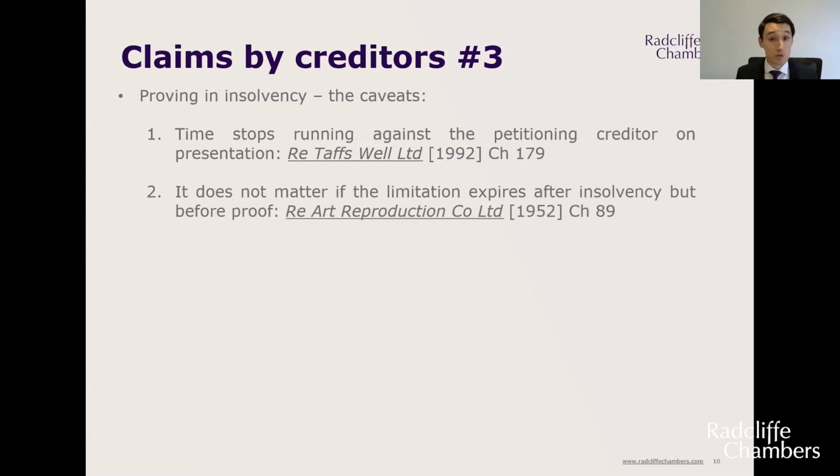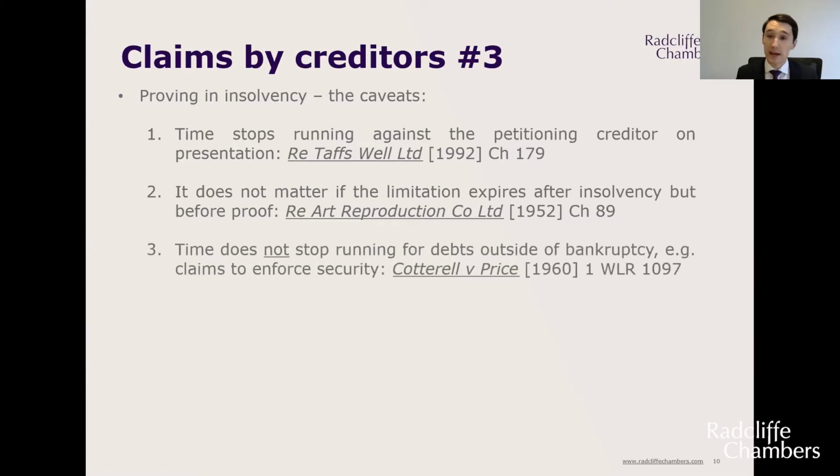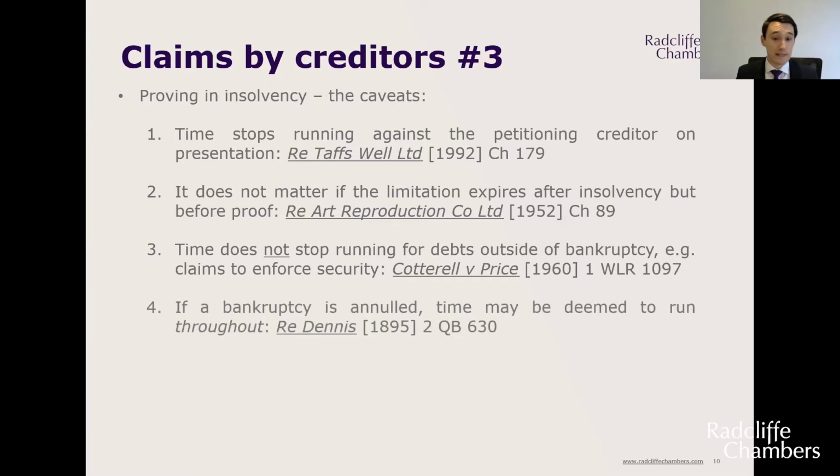Thirdly, time does not stop running for debts which are outside the scope of bankruptcy. For example, claims to enforce a security or a personal injury claim, which is not discharged by the bankruptcy. Fourthly, if a bankruptcy order is annulled, then there's old authority, read Dennis, which suggests that the limitation period will essentially be deemed to have continued throughout. So you could lose the benefit of this stopping in time, which can obviously be a big problem for your client.